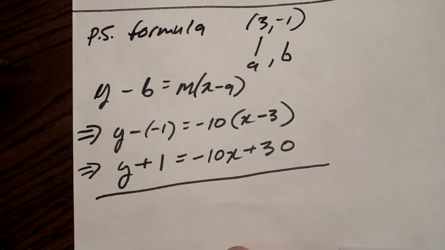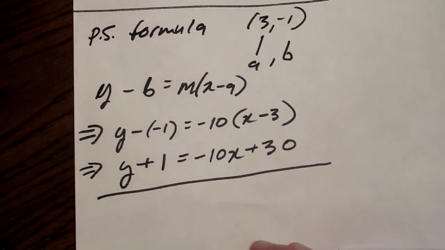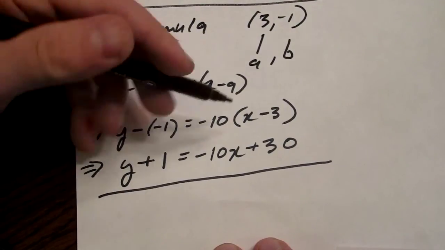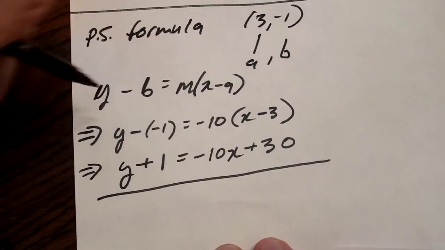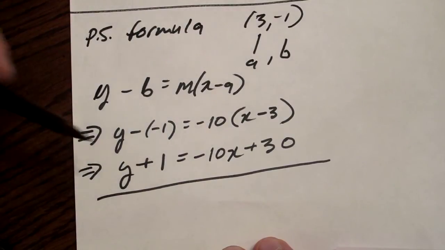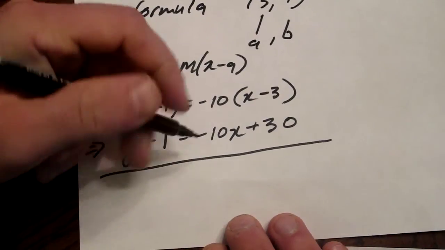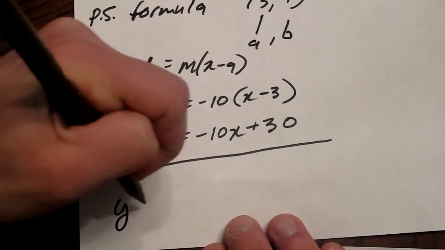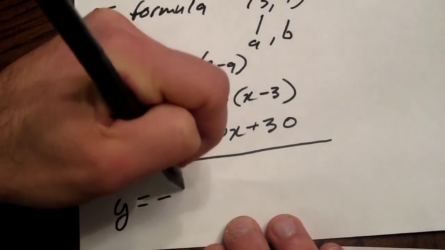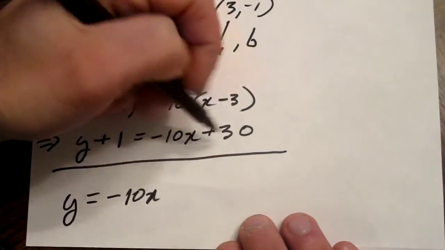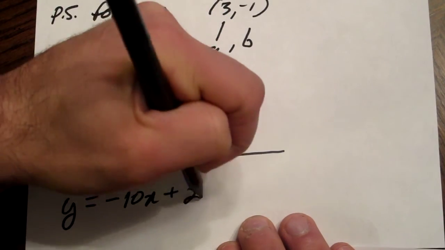So now, to put this in slope-intercept form, all we got to do is solve for y. So if you look at this side, we can just subtract 1 from both sides, and that will isolate y there on the left-hand side. So this will be our final answer. So y is equal to minus 10x plus 29.